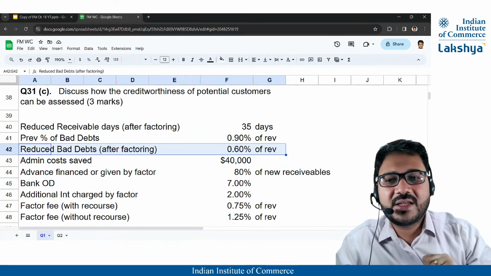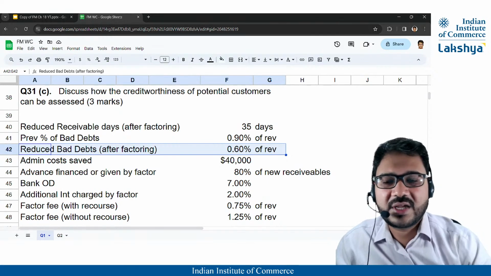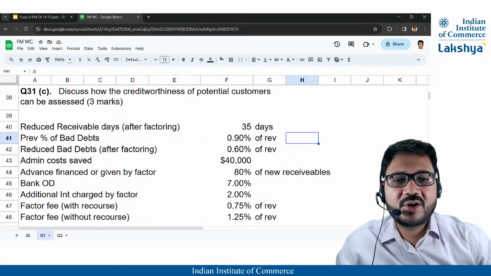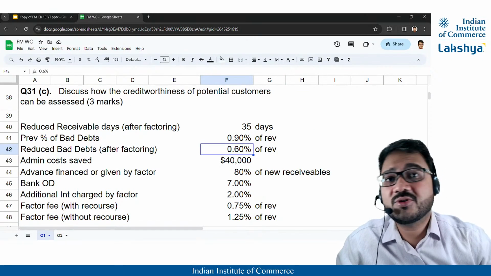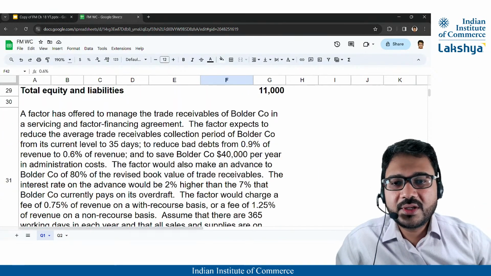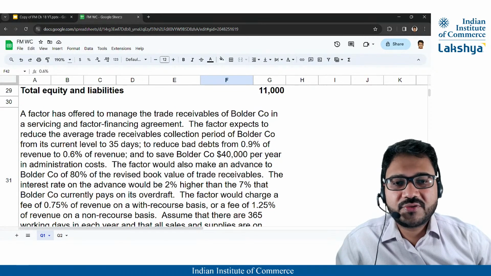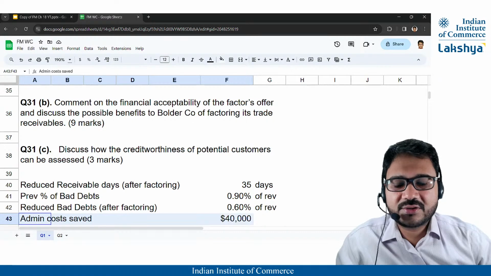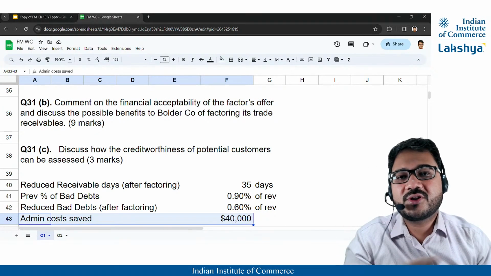So the savings in bad debts, or benefits due to reduction in bad debts, is 0.3%. It means that out of $100 of sales, say 90 cents was lost previously, but now only 60 cents is lost. That means you are gaining 30 cents. That's your benefit. And it will save Boulder company $40,000 per year in admin costs. So $40,000 is the admin savings. You write that also: admin costs save $40,000.